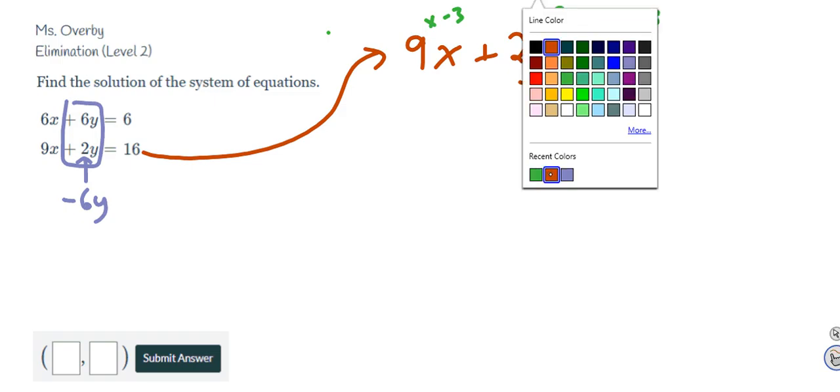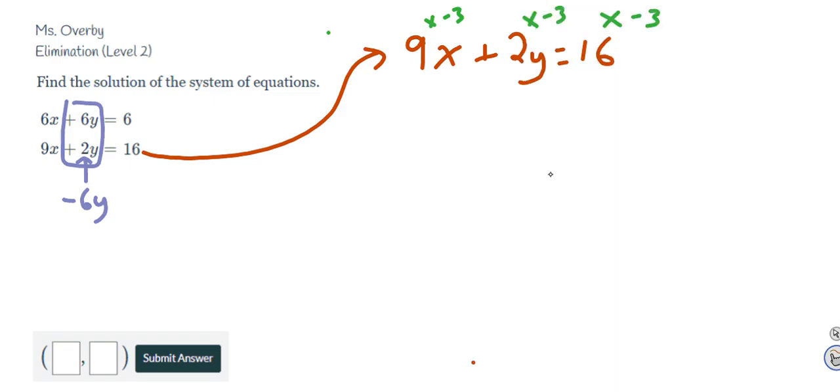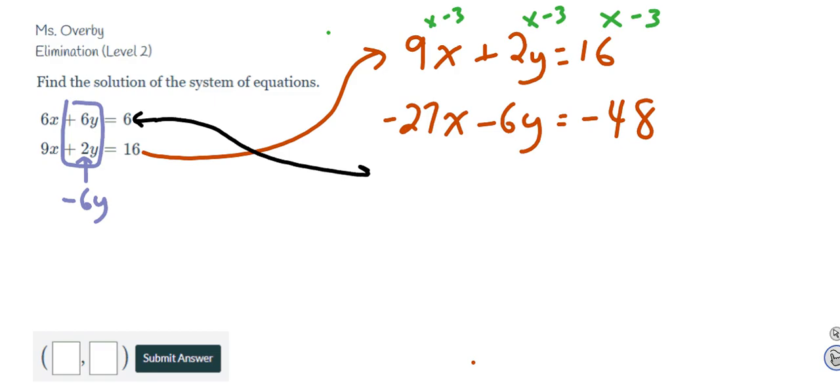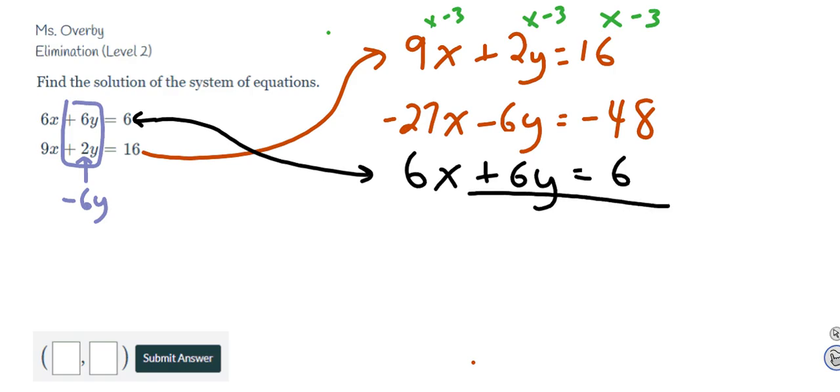All right, so here we go. We're multiplying. And so we've got 9 times -3, that's -27. And then, of course, 2 times -3 is -6y. And 16 times -3 is -48. And so, yay, we're good to go. Now we're going to take the one we didn't mess with, this one, and put it right underneath the one where we made the wish and then we made it come true, right? We wished it was a -6 and bam, it became a -6. So let's go ahead and add.